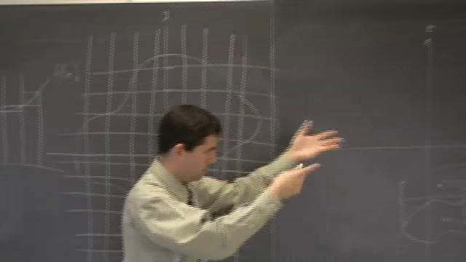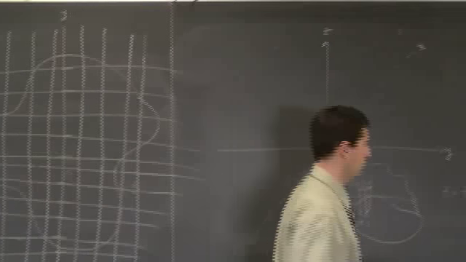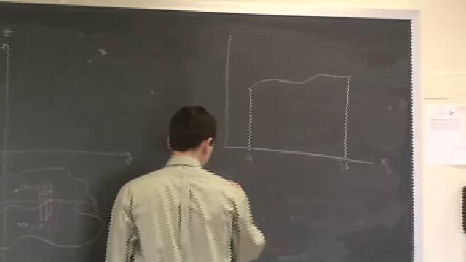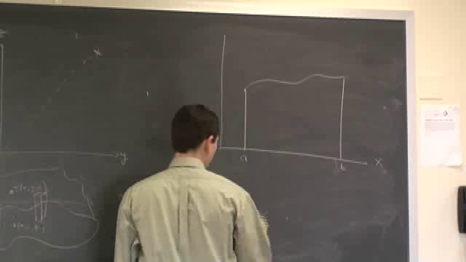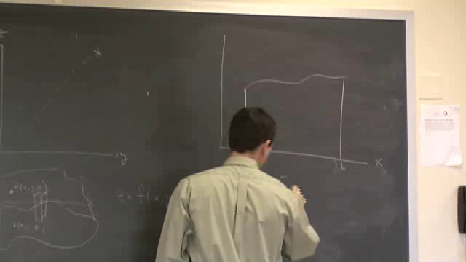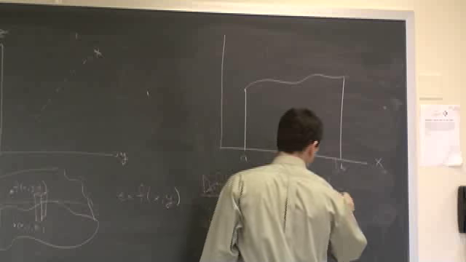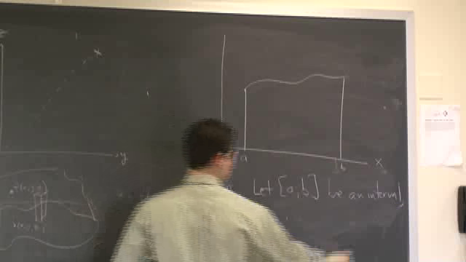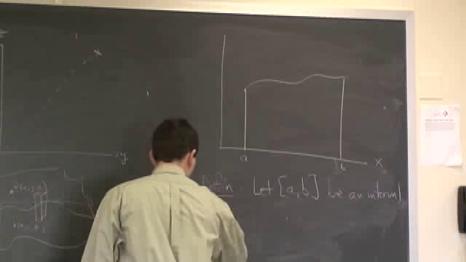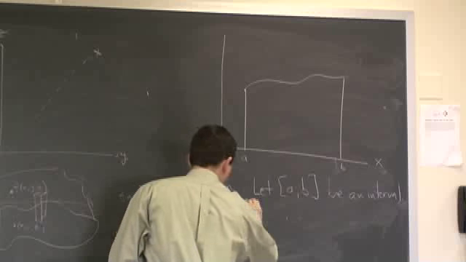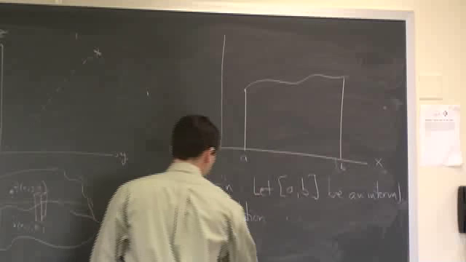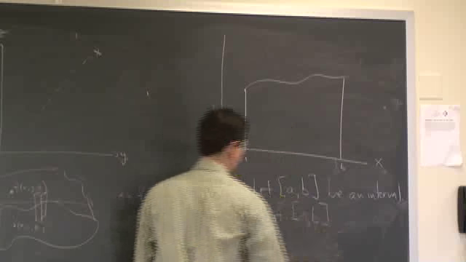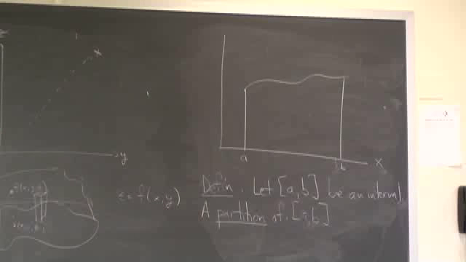But first we actually have to write down our rectangles. So to do so, we make the following definition. So let AB be an interval. Well, a partition of AB.